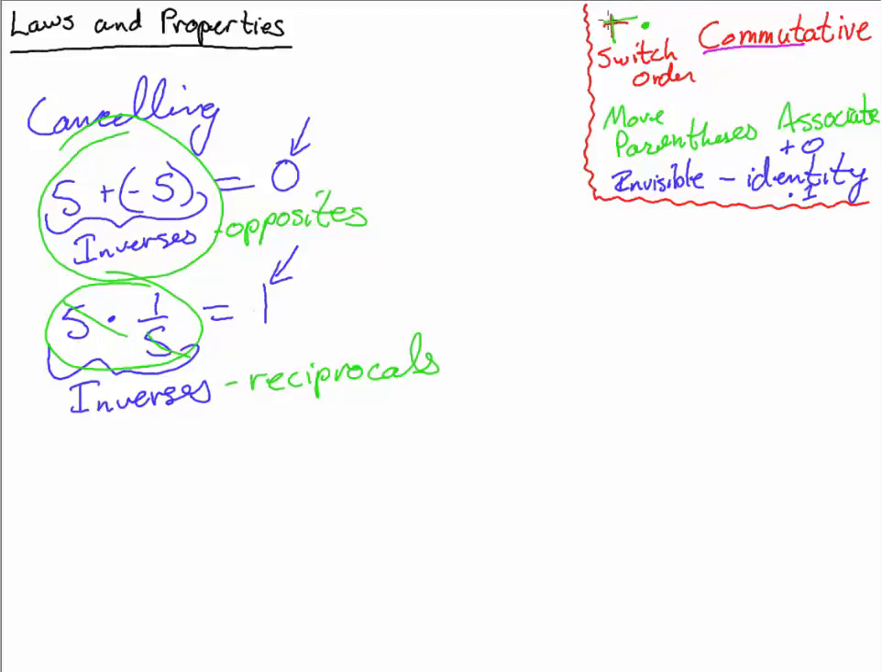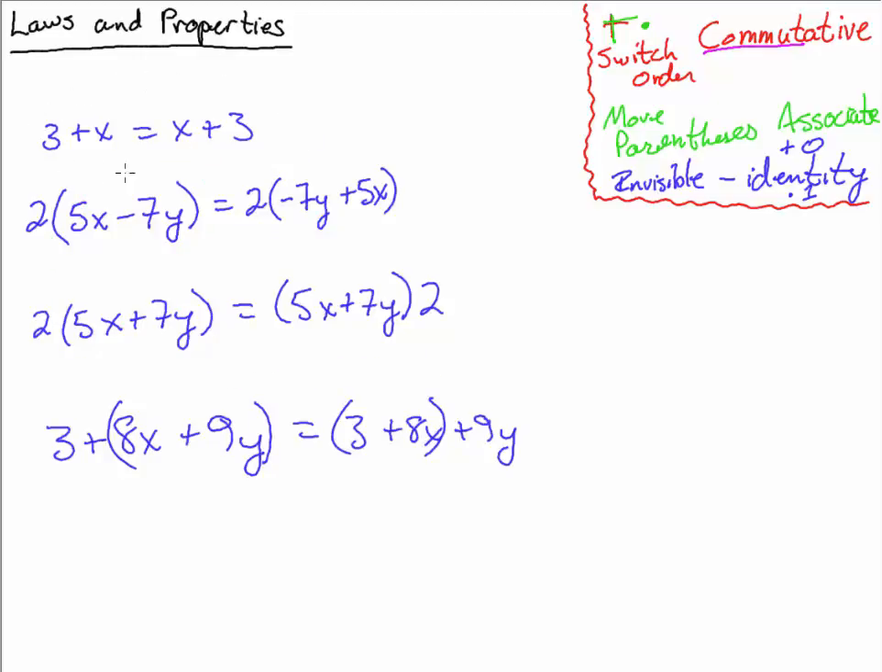So let's look and make sure we can identify some of these in some expressions. All right, here are a few examples using variables and equations where we're going to identify which of these laws were being used. Here, 3 plus x equals x plus 3. They switched order on us around a plus sign. That means the commutative property of addition. That's what just happened in there.